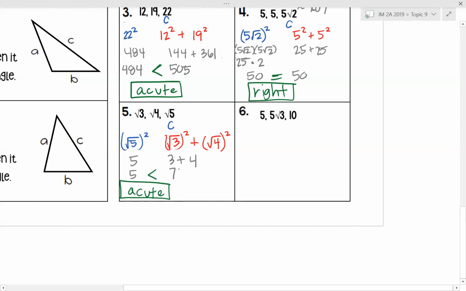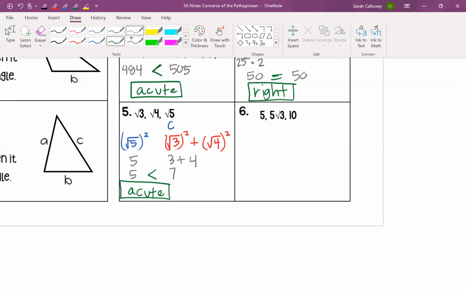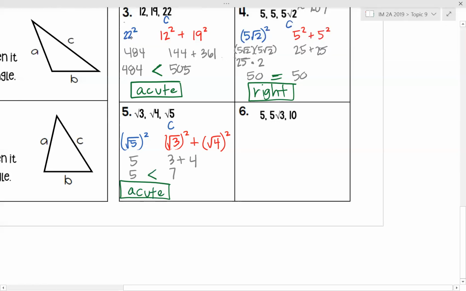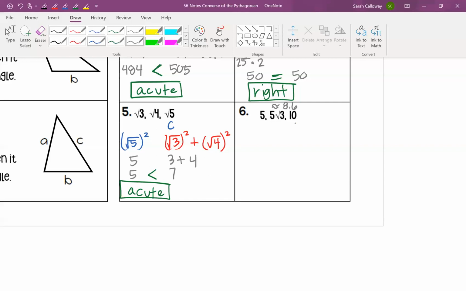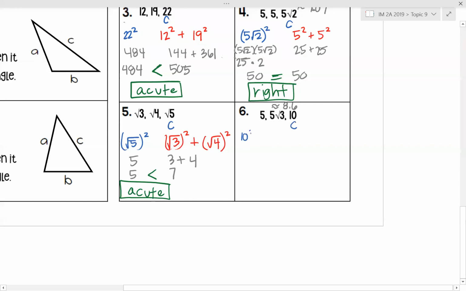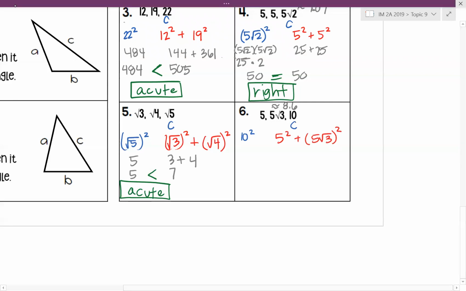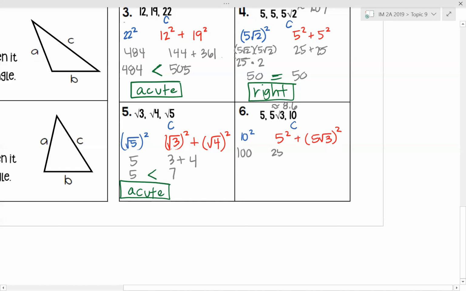And then our last problem for this lesson has another square root compared to values without a square root. So if you calculate 5 times the square root of 3, that's about 8.6. So that means that our C is 10 because 10 is the largest number. So we're going to do 10 squared, and we're going to compare that to 5 squared plus 5 radical 3 squared. So 10 squared is 100. 5 squared is 25.